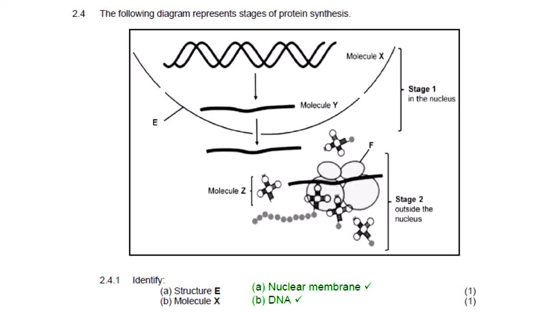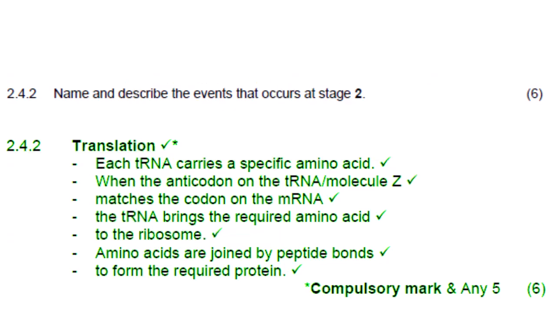The paper then asks us to describe translation, which is stage 2, happening outside the nucleus. That's where the code actually becomes a protein, right? Spot on. During translation, each tRNA molecule carries a specific amino acid. The tRNA has an anticodon that must match the codon on the mRNA strand. When they match, the tRNA drops off its amino acid at the ribosome. These amino acids are then joined by peptide bonds to form a long chain which eventually folds into a functional protein.